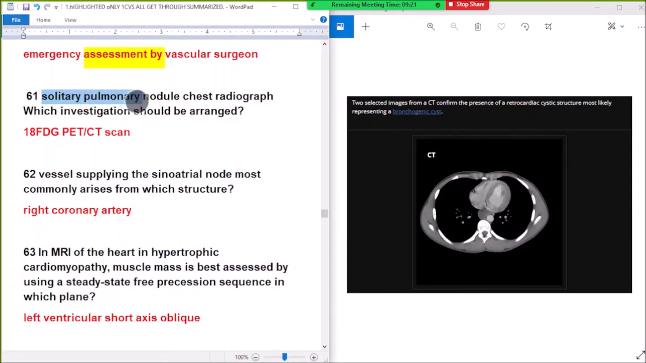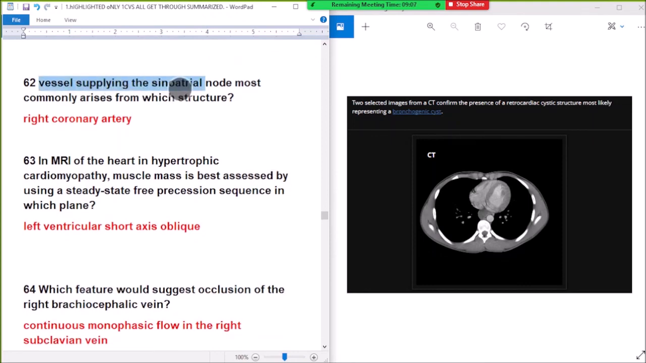Question 61. Solitary pulmonary nodule on chest radiograph: which scan should be arranged? 18 FDG PET or CT scan. Question number 62. Vessels supplying the SA node most commonly arise from which structure? Right coronary.